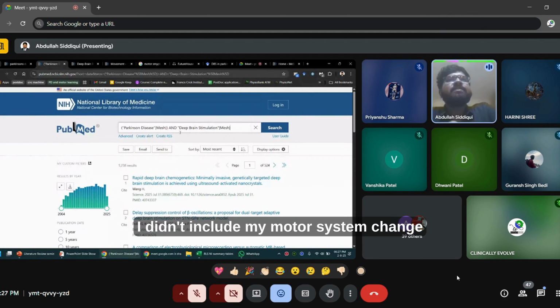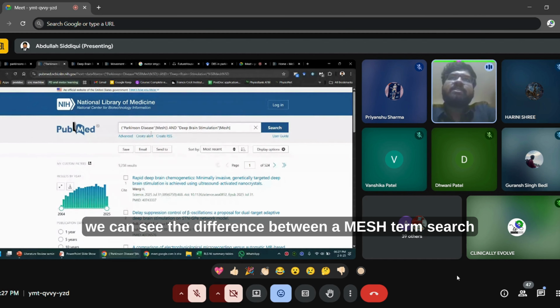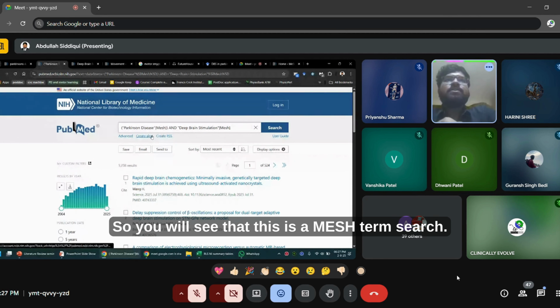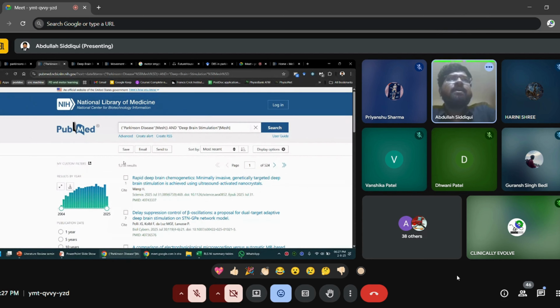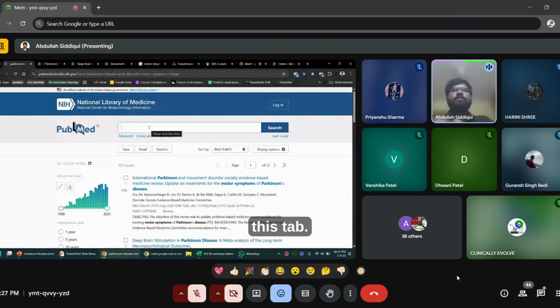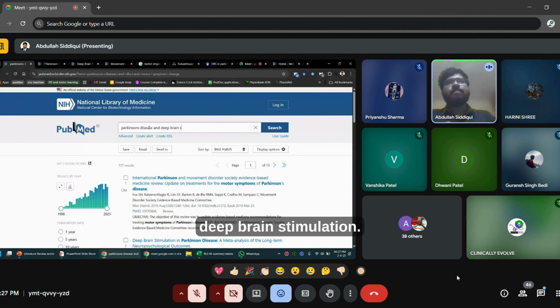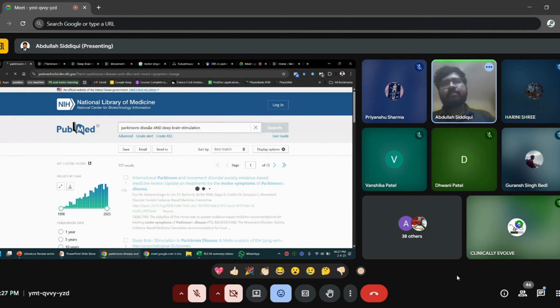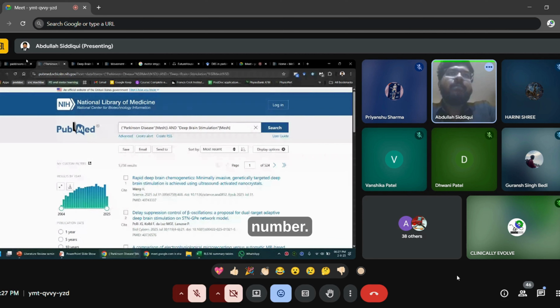But I didn't include my motor symptom change in this term, so I'll come to that. First, we can see the difference between a MeSH term search and a non-MeSH search. So you see that this is a MeSH term search. We have around 5,200-something results. We'll go back to PubMed in this tab. We'll just type Parkinson's disease and deep brain stimulation, and keep the Boolean the same as an AND. Yeah, see. So there's a difference in the number of results.